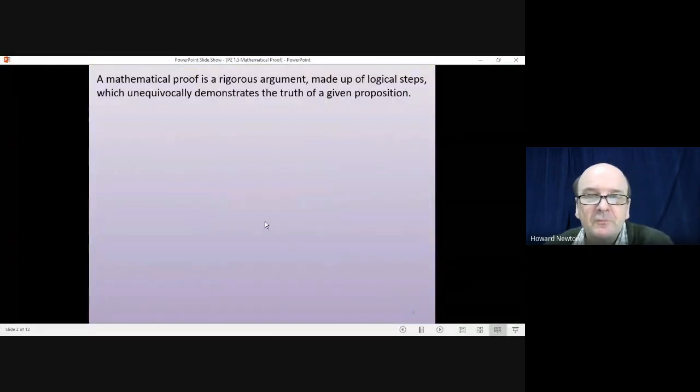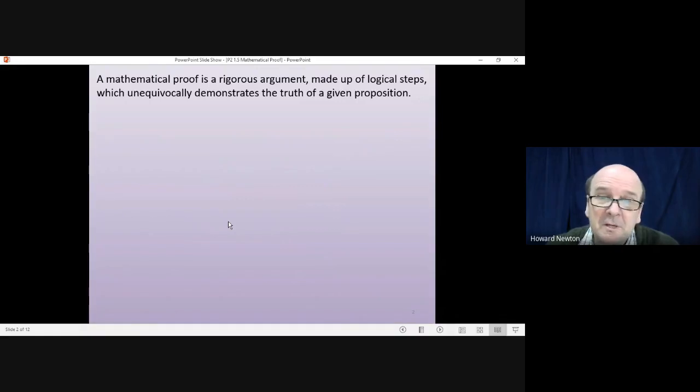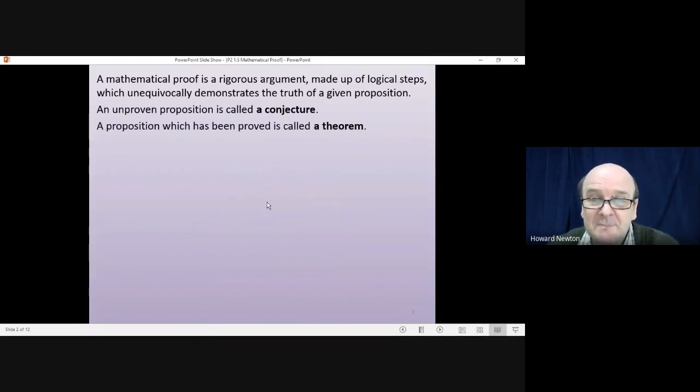Now, what is a proof? Well, a mathematical proof is a rigorous argument made up of logical steps which unequivocally demonstrates the truth of a given proposition. An unproven proposition is called a conjecture. A proposition which has been proved is called a theorem.